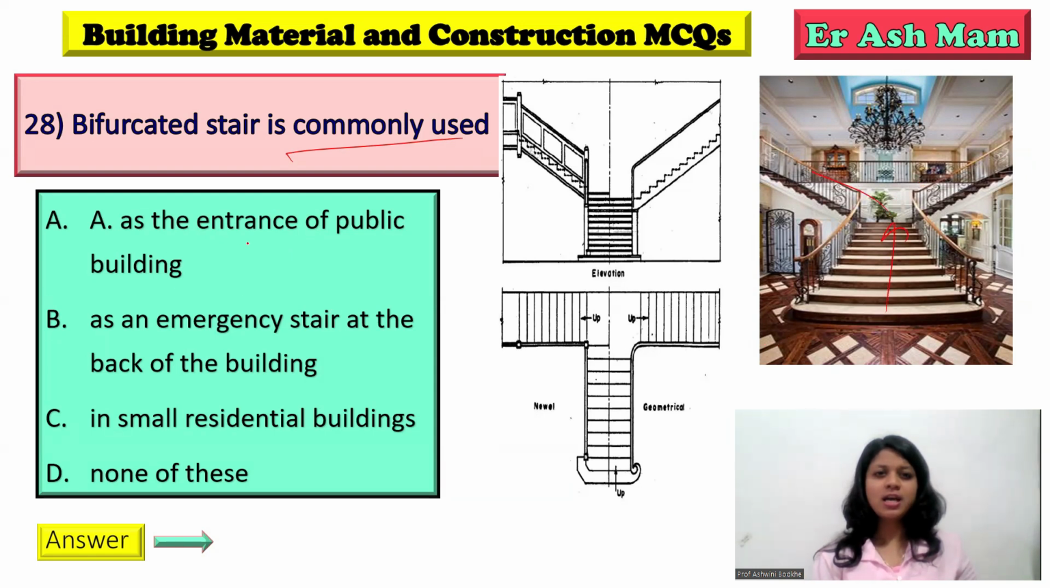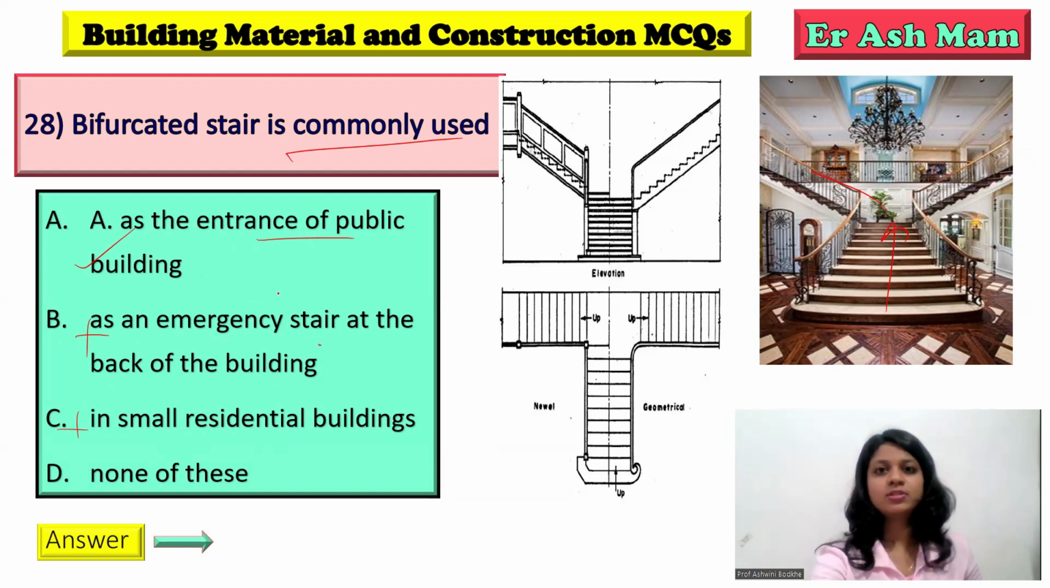Option A is entrance of the public building. Option B is as an emergency stair at the back of building. No, this is the wrong answer. In small residential building, no. So answer will be A, at the entrance of public building.